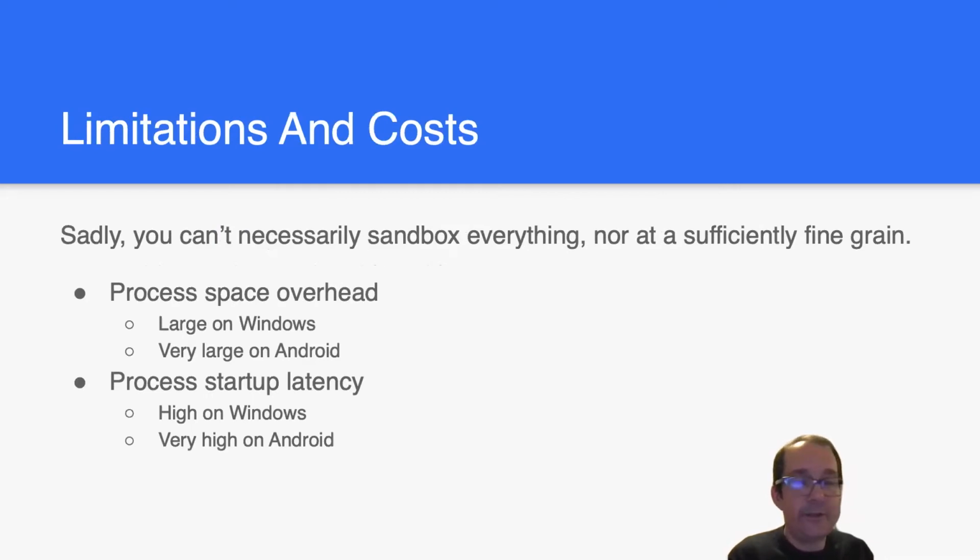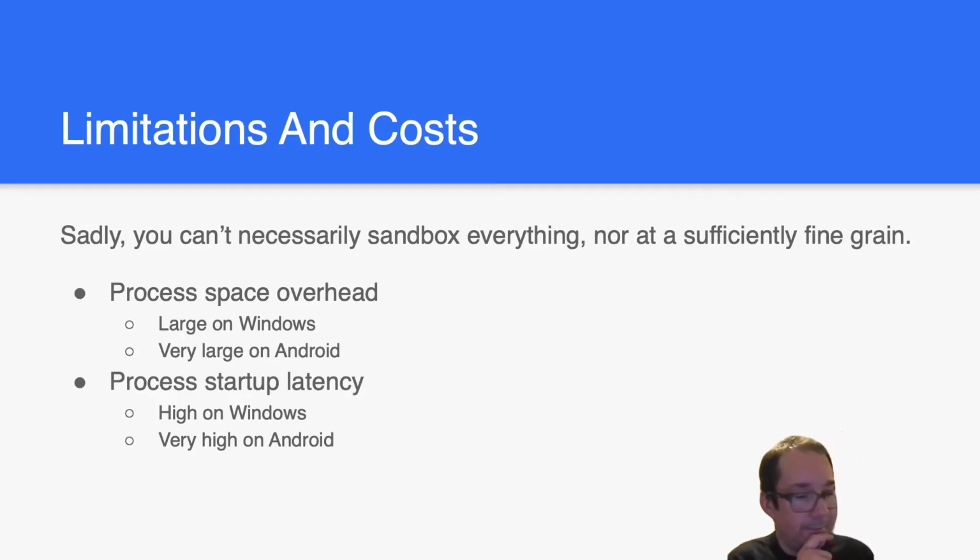So there are limitations and costs to doing all this, though. Unfortunately, we can't just put a sandbox on everything. So like I said, processes are the minimum unit of isolation on a mainstream OS. And unfortunately, while processes are really cheap on Linux and Chrome OS and Mac OS, they're kind of expensive on the platforms that are most populous, Android and Windows. A process can be quite large on Windows and very large on Android, and the process startup latency can actually be so big that it makes user experience visibly janky. We don't want that. It's a big problem.